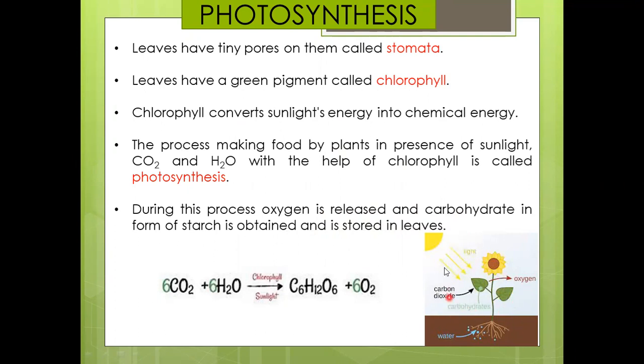Now you can see here photosynthesis. Light, like here the green pigment chlorophyll, converts light energy into chemical energy. Then it takes in carbon dioxide and releases oxygen, and carbohydrates are produced and stored in leaves. And here water is also used in this process, along with other minerals.